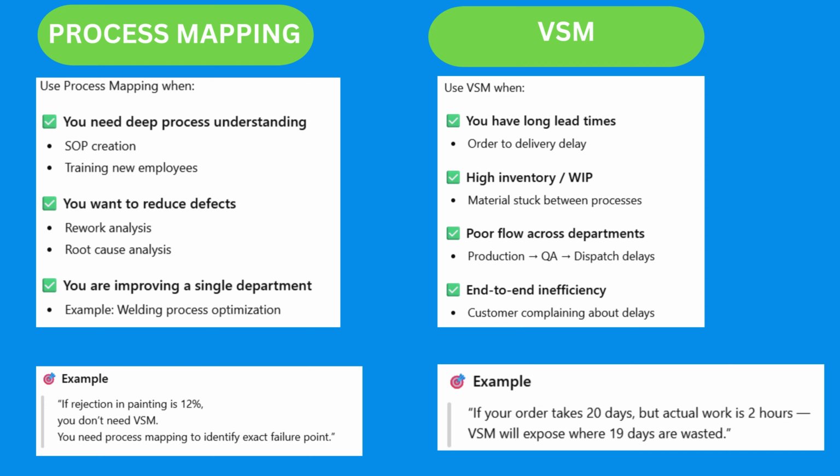For example, if rejection in printing is high, process mapping helps identify the exact defect point. But if an order takes 20 days to deliver while actual work is only 2 hours, VSM will reveal where the remaining time is being wasted.